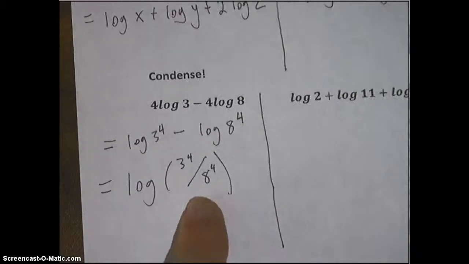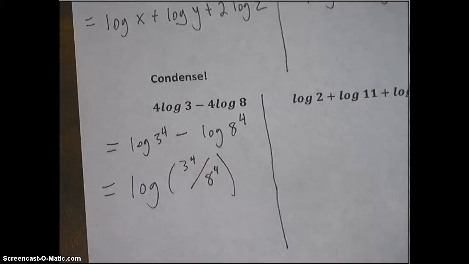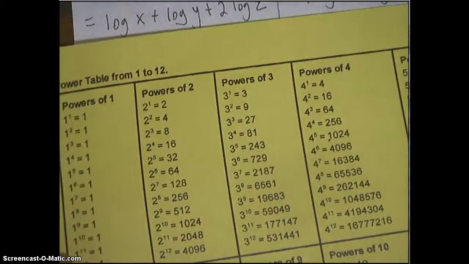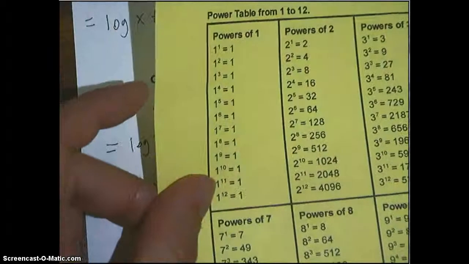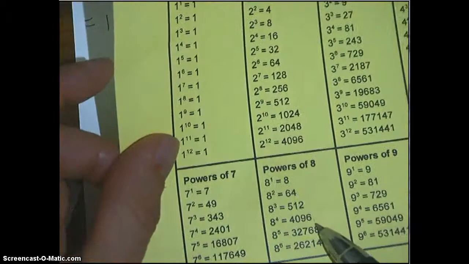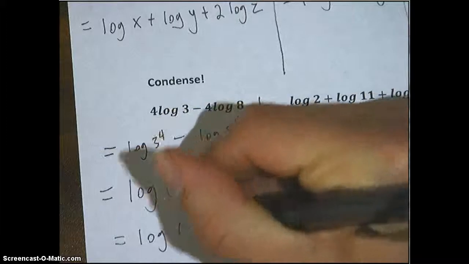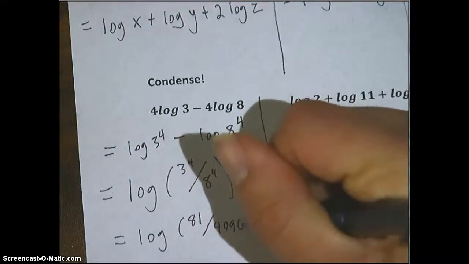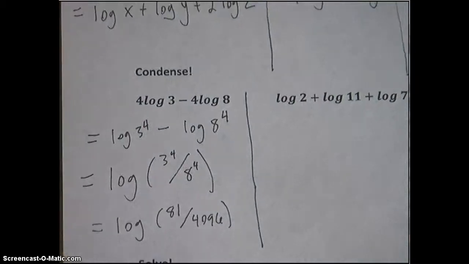And you could simplify this further by actually typing these things in your calculator. Or, even better, let's use our power table. So, 3 to the 4th power is 81, and 8 to the 4th power is 4,096. So, I can make this log 81 divided by 4,096. That's the fully simplified condensed form.